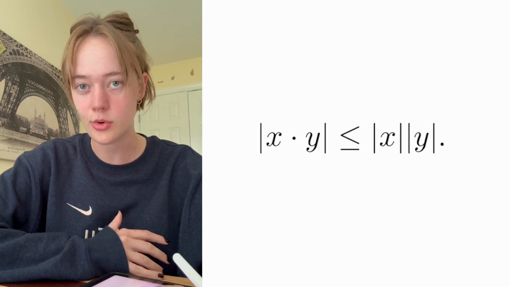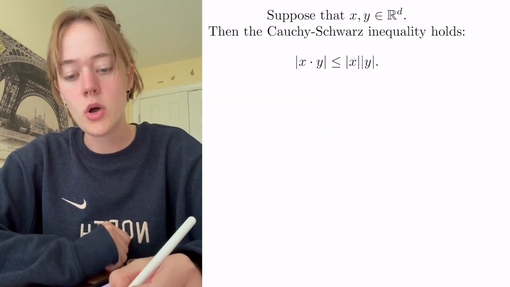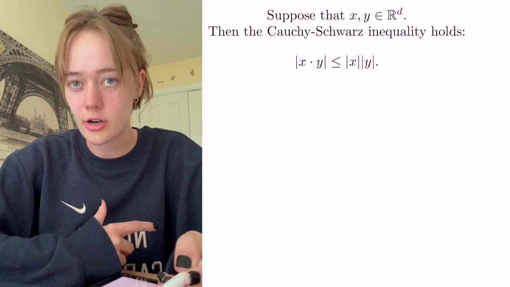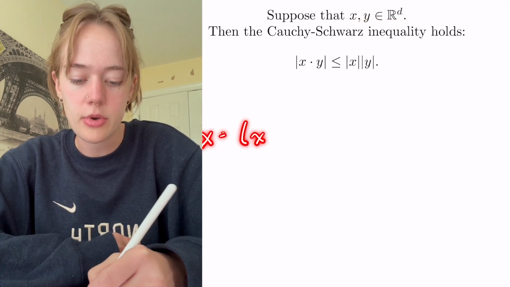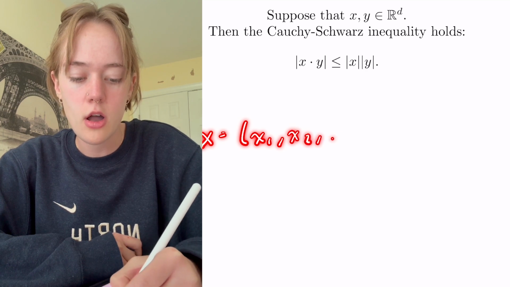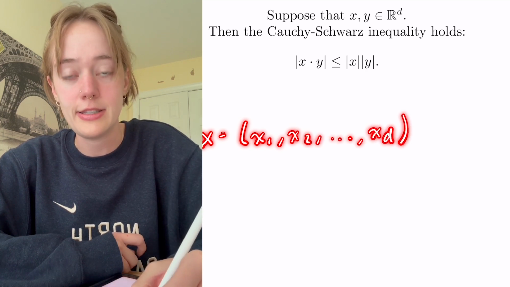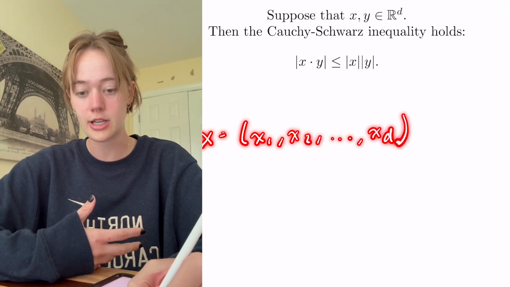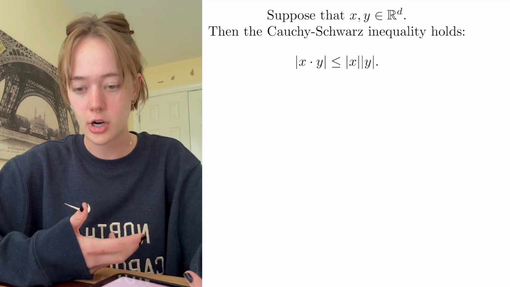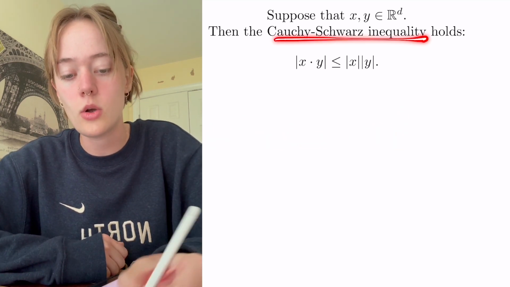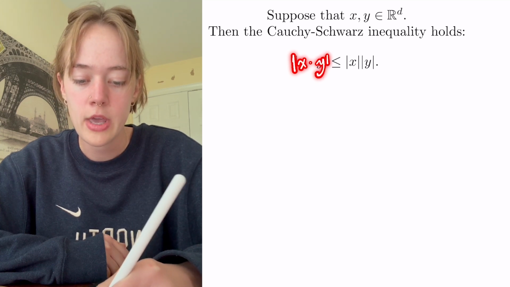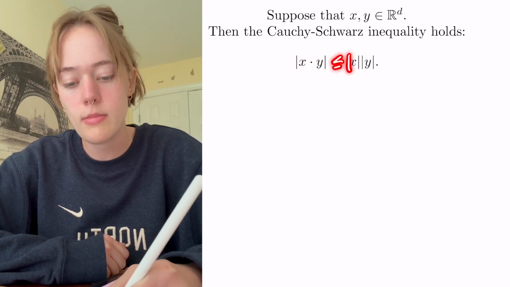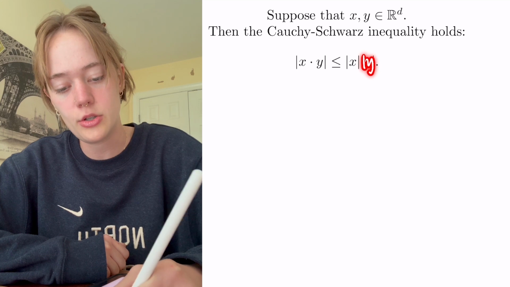Let's prove one of the most important inequalities in mathematics, the Cauchy Schwarz Inequality. This says that suppose x and y are in R^d, so they are d-dimensional vectors. So maybe x looks like a vector with components x1, x2, all the way up to component xd. It's a d-dimensional vector, it's in R^d, and y is going to have this same kind of structure. Then the Cauchy Schwarz inequality holds, which says that the magnitude of x dotted with y is going to be less than or equal to the magnitude of x times the magnitude of y.